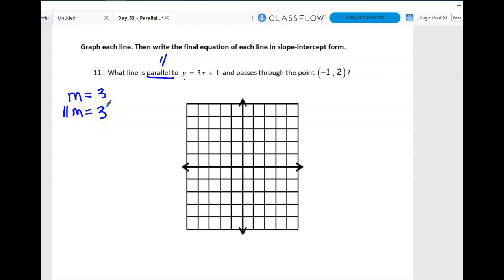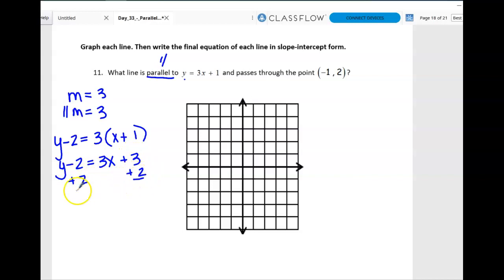Now we're going to use that slope with the point and do point-slope form. So y - 2 = 3(x + 1). We distribute it, and then we add 2 to both sides. So y = 3x + 5.